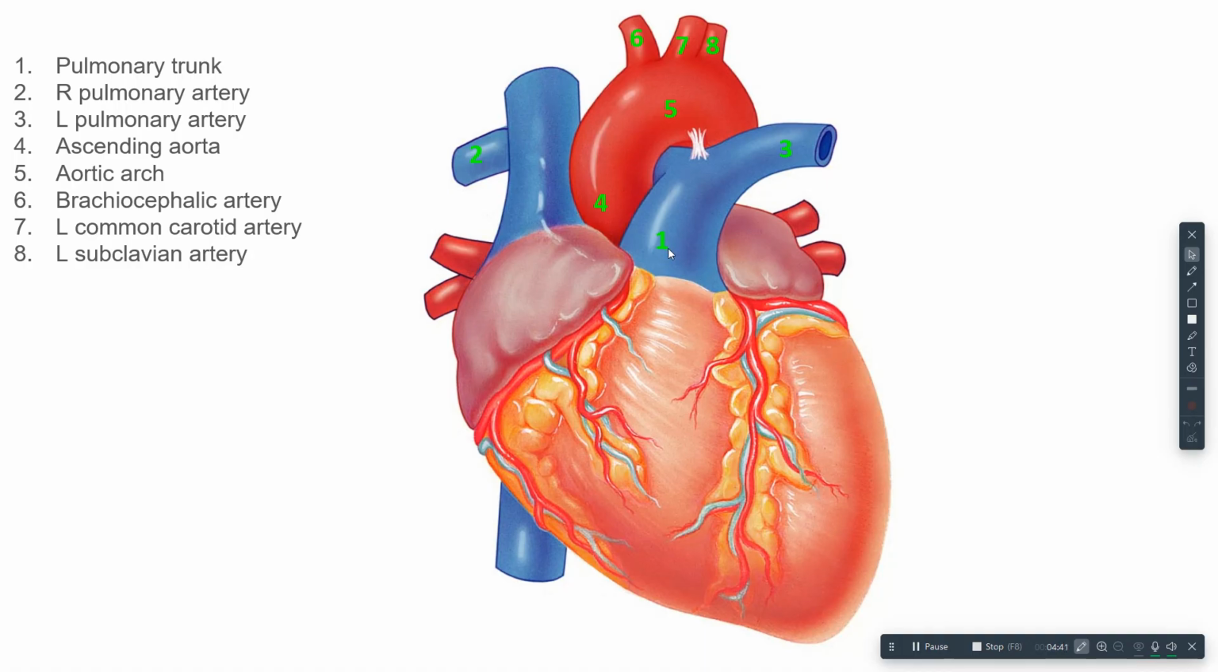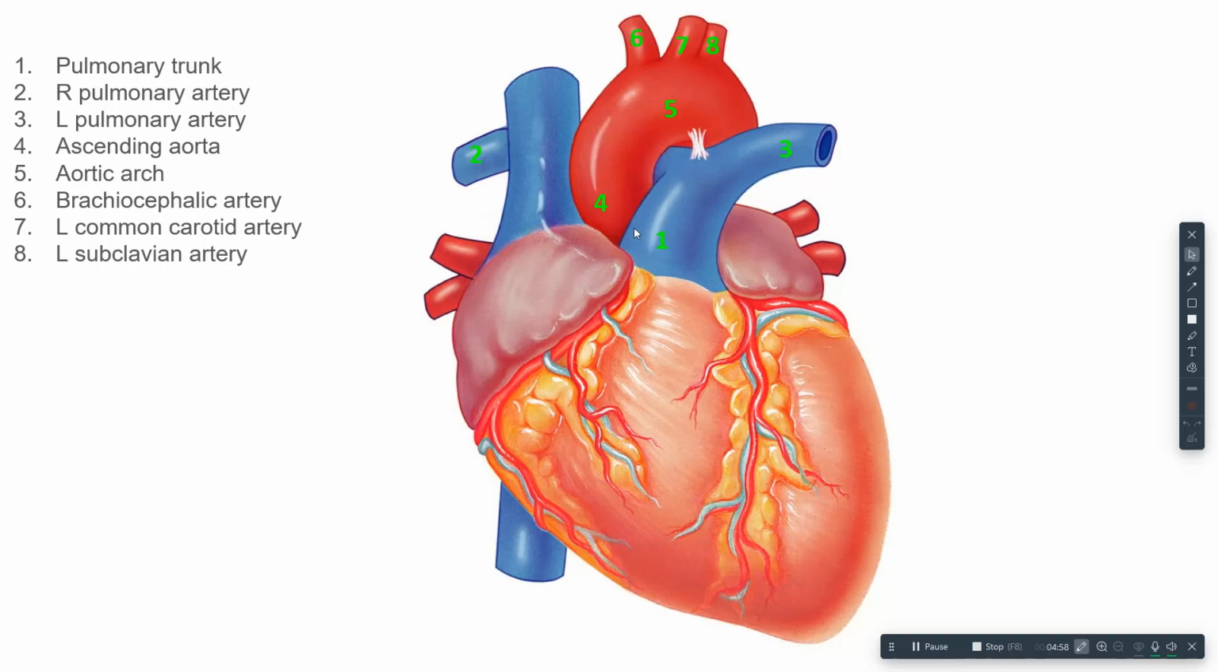So my pulmonary trunk and my pulmonary arteries, they are weird because they are deoxygenated. So they're arteries because they're going away from the heart, but they're weird arteries because they're deoxygenated. Most arteries are carrying oxygenated blood.